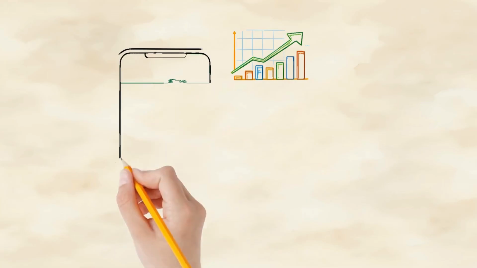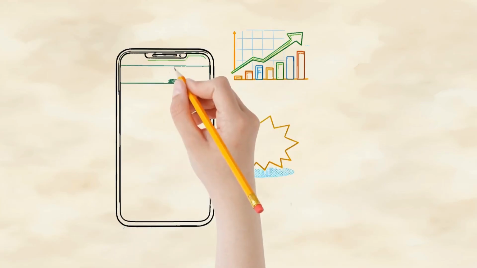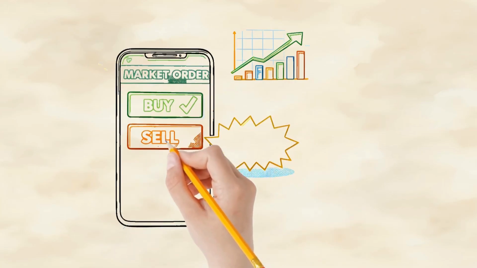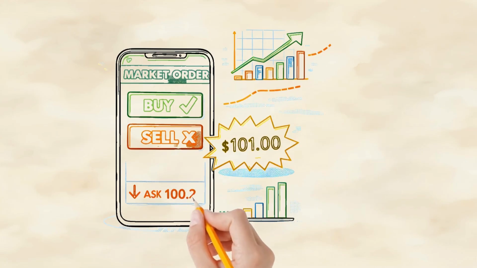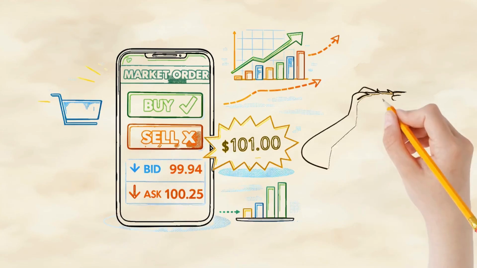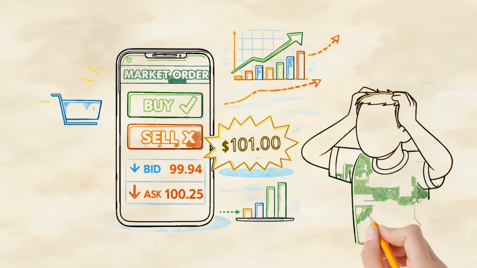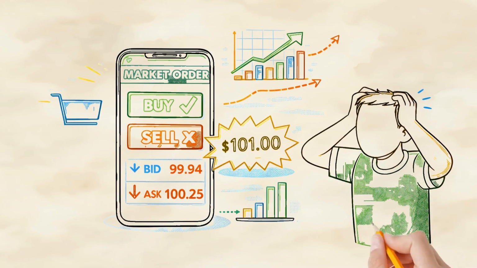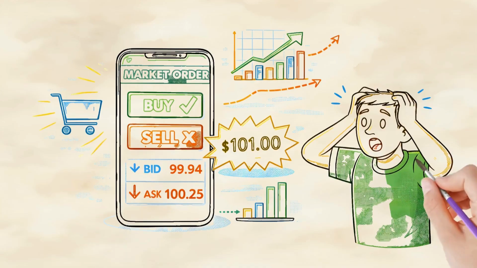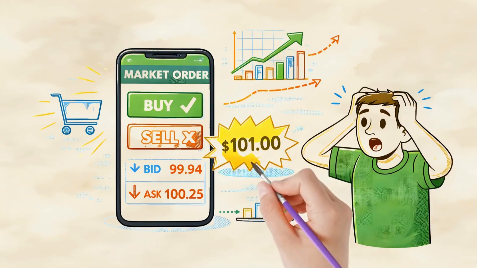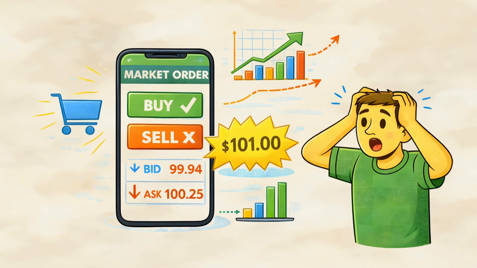Now, order types. This is where beginners get surprised. A market order means buy or sell now at the best available price. It matters because it prioritizes speed over a specific price. Example, you click buy and it fills instantly at the current ask or slightly higher if price is moving fast. Common mistake, using market orders during fast moves and being shocked by the fill price.